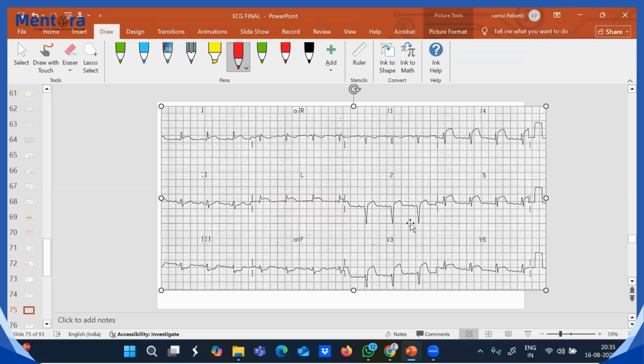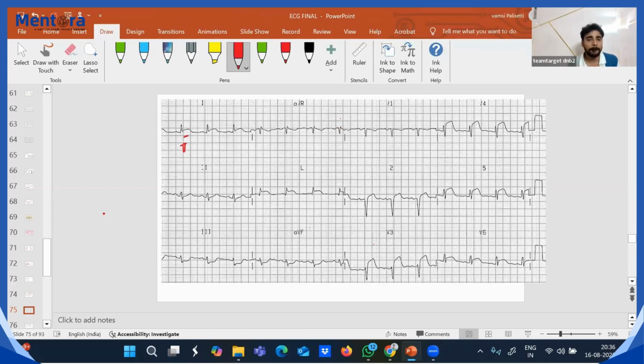There is ST elevation, lateral wall MI. See the ECG here? Anterolateral with reciprocal changes in inferior leads. Lead 1 has ST elevation, AVL ST elevation, then V2 ST elevation, V3, V4, V5, V6. So V1 to V6 almost all have ST elevation. So it is anterolateral MI.